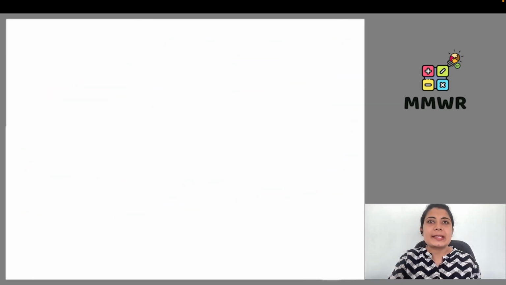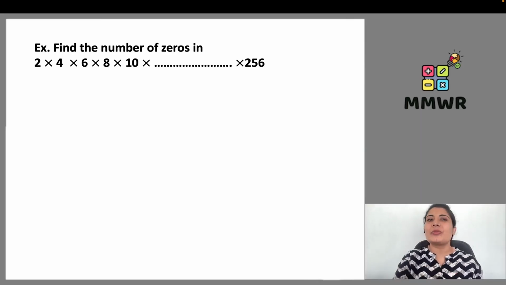Let's move to the next example, which is again going to help us. Here also we have the series of multiples of 2 only. So 2 multiply 4 multiply 6 multiply 8. Again, as I mentioned before, subjective में अगर आप करोगे तो इसको आपको split step by step करना पड़ेगा: 2 multiply 1, 2 multiply 2, 2 multiply 3, 2 multiply 4, 2 multiply 5, up to 2 multiply 128. You will be writing it that way.